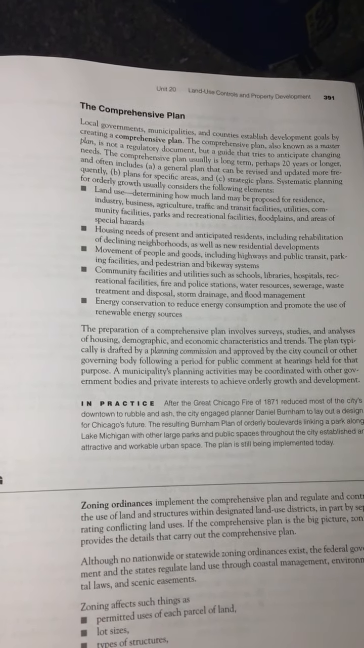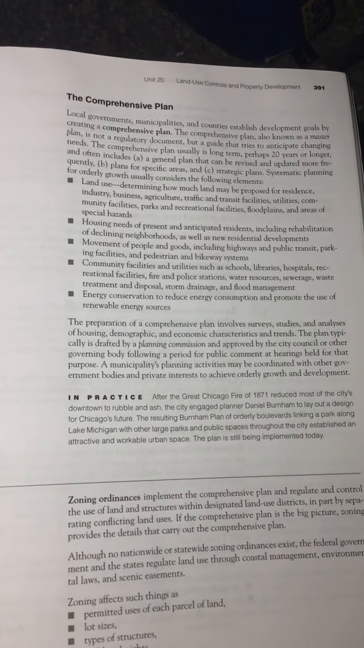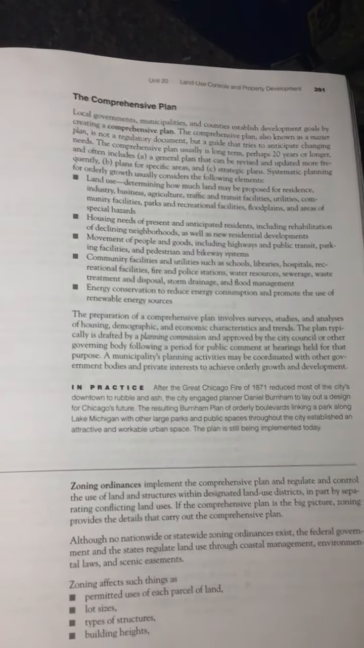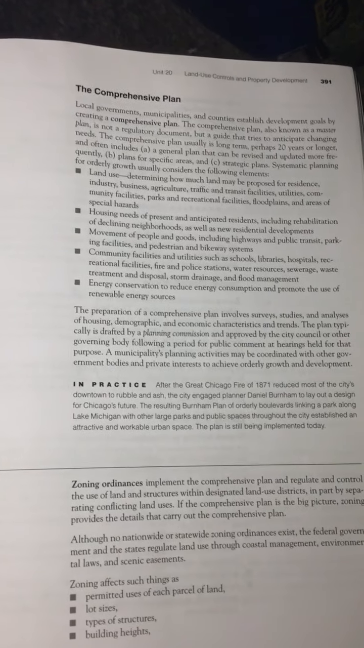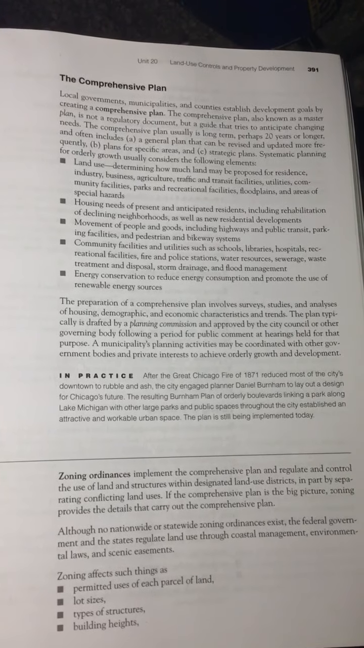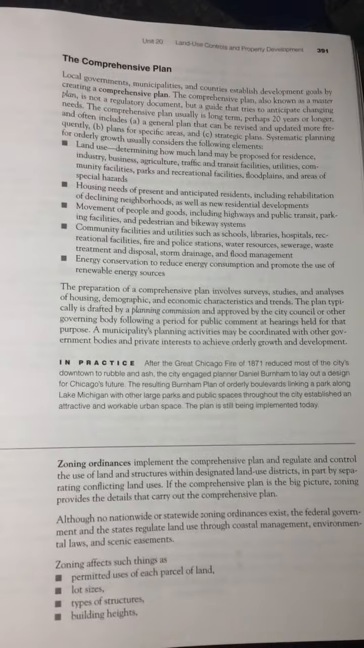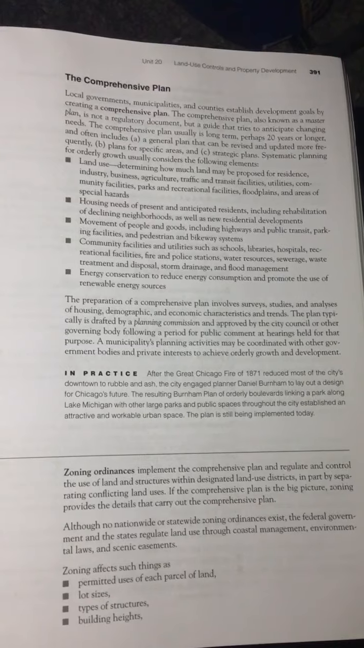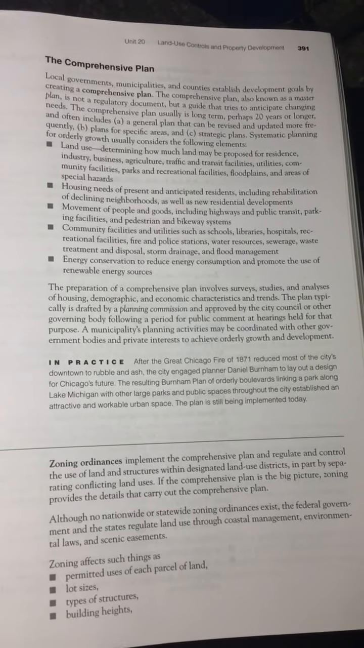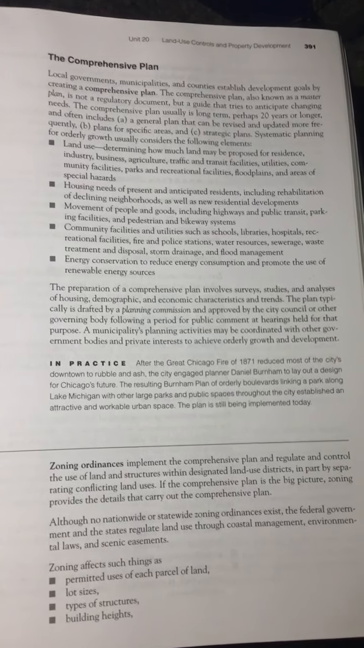Movement of people and goods, including highways and public transit, parking facilities, and pedestrian and bikeway systems. Community facilities and utilities such as schools, libraries, hospitals, recreational facilities, fire and police stations, water resources, sewerage, waste treatment and disposal, storm drainage, and flood management. Energy conservation to reduce energy consumption and promote the use of renewable energy sources.